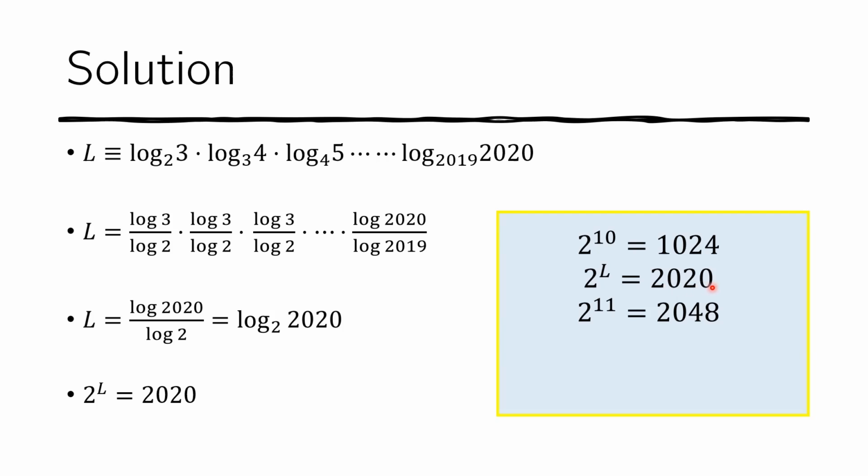So 2020 falls between 2 to the 10 and 2 to the 11. And so we can say that actually L falls between 10 and 11. And that's because the logarithmic and the exponential function are both monotonic and increasing, which means that the pattern of it increasing from 10 to L, L to 11 is preserved. And so we can just get the logarithm of both sides and we can still arrive at this conclusion. So the answer, the natural number that we're looking for, is the number 10.